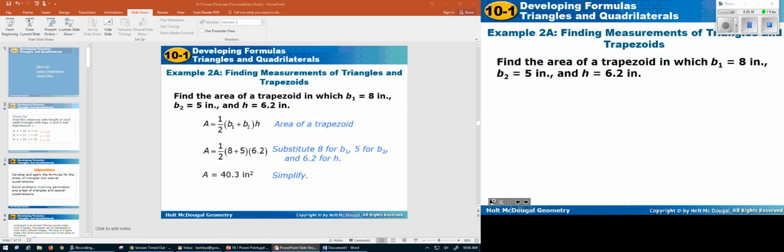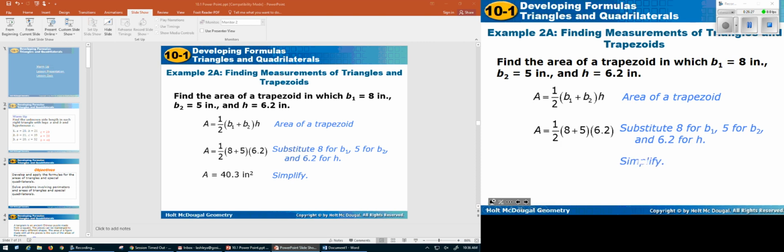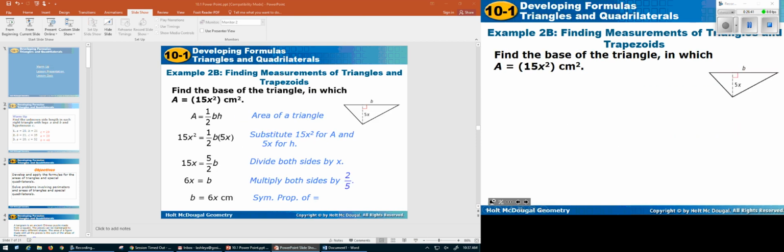Okay, so this one is super simple. I'm going to skip it because they gave you everything and you're just plugging it into the area of a trapezoid formula. There's no difficulty to this. They give you the base 1, they give you the base 2, they give you the height. You just substitute it in. Is everybody following that up there? And then you would just solve. So I'm going to skip this one because it's really easy. And let's go to a harder one, okay?